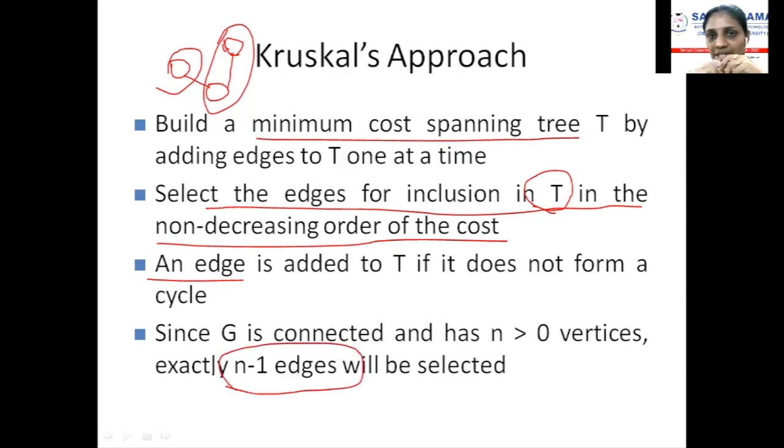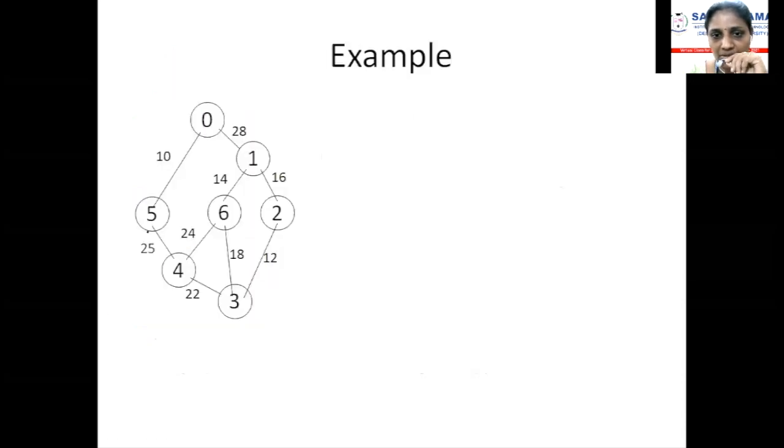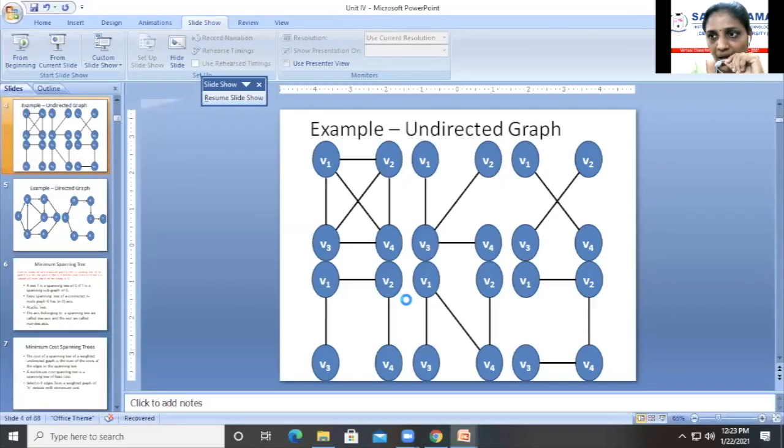This is a condition that we got from the rules. If it's a spanning tree, it should have only n minus 1 edges. If it has n edges, it will become a cycle. Once you start seeing the algorithm, you will understand better. We'll first work out the algorithm, and then we will try to understand the steps of the algorithm. For an example, I have taken this particular graph.